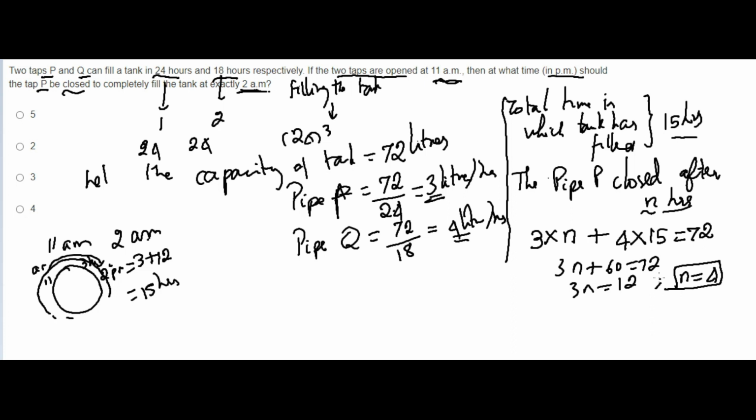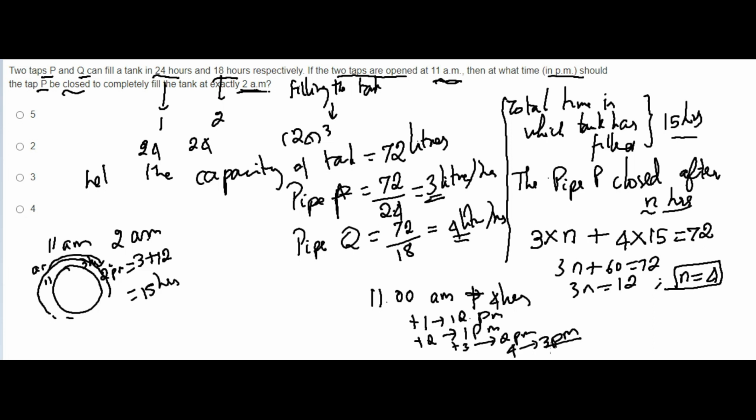When n is equal to 4, from 11 a.m. you have to add 4 hours. 11 plus 1 hour means 12 p.m., 11 plus 2 hours means 1 p.m., 11 plus 3 hours means 2 p.m., 11 plus 4 hours means 3 p.m. So the answer is 3 p.m.